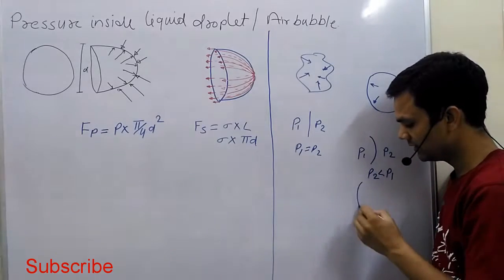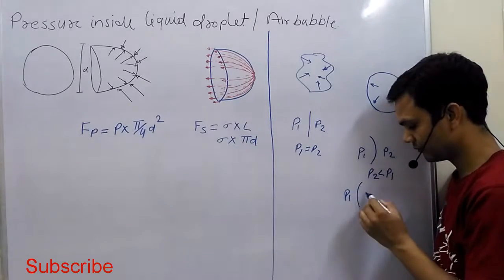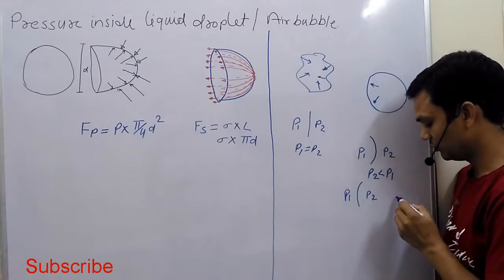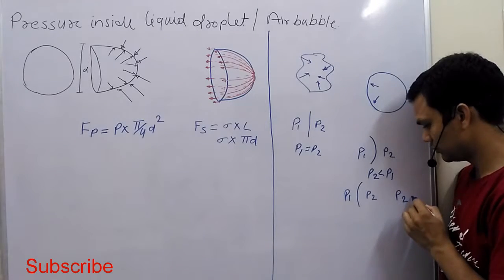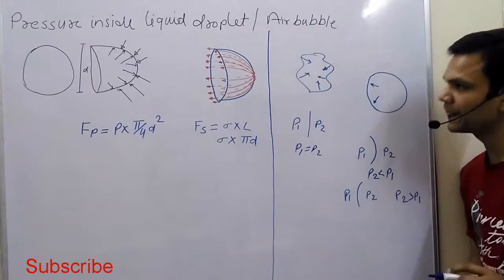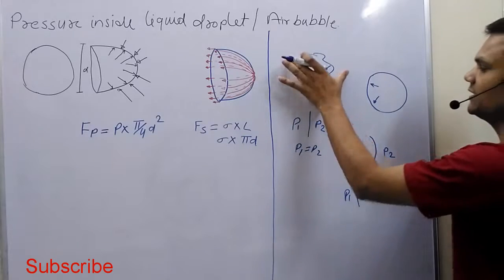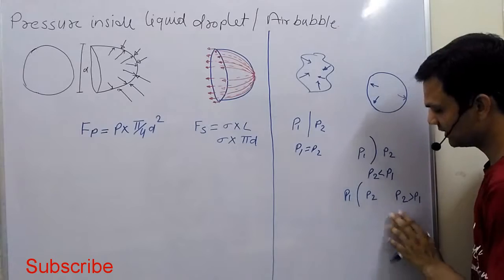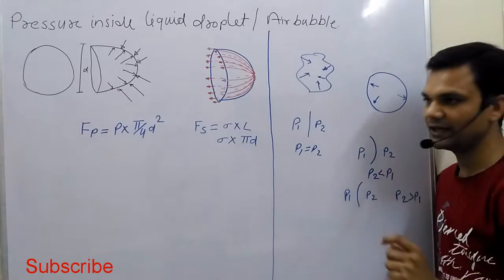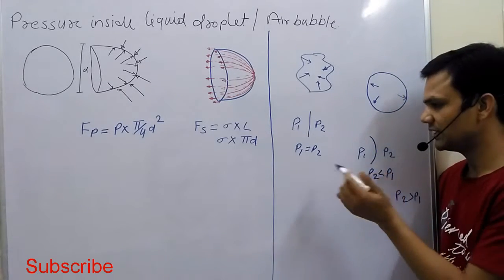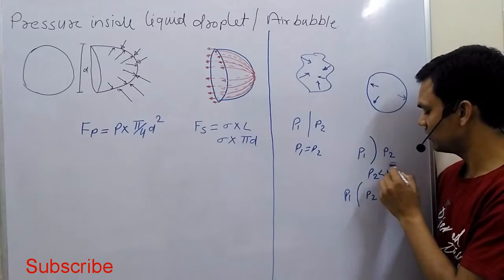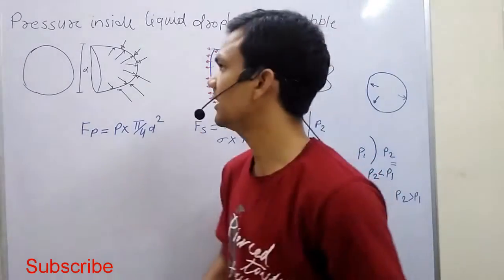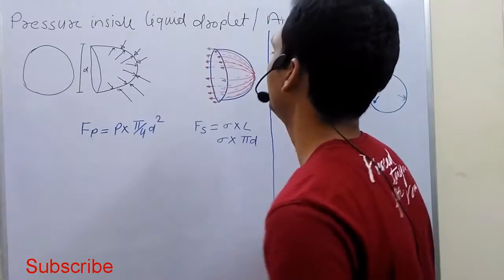Now take another case, with pressures P1 and P2. Now pressure P2 is more, so it tries to push on that side. So P2 is more than P1. So we understand that any shape tries to convert into a spherical shape. The spherical shape has minimum surface area, and this is how the pressure inside a droplet is more than outside. Now we consider the pressure inside a liquid droplet and an air bubble.